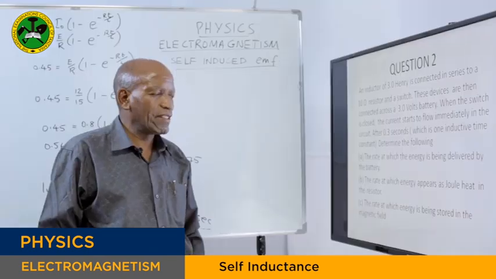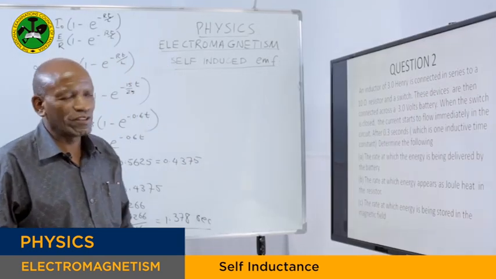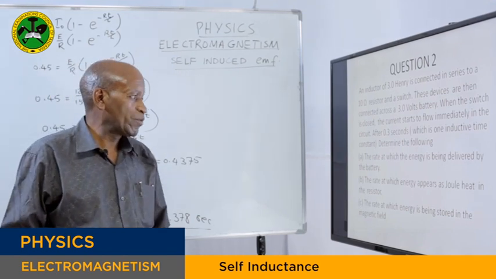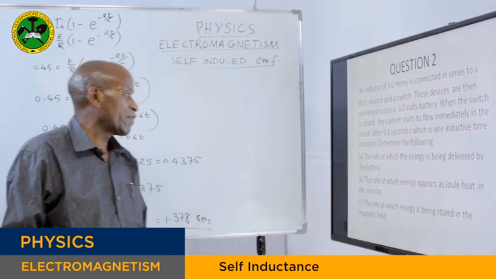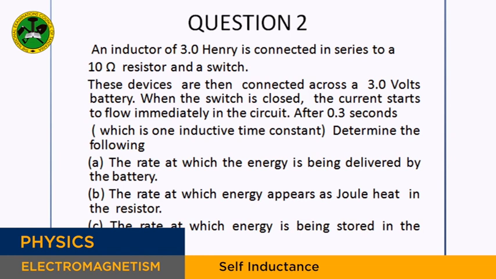Okay, students, let us now go to question number two. The question says, an inductor of 3 henry is connected in series to a 10 ohm resistor and a switch. These devices are then connected across a 3-volt battery. When the switch is closed, the current starts to flow immediately in the circuit. After 0.3 seconds, which is one inductive time constant, determine the following.